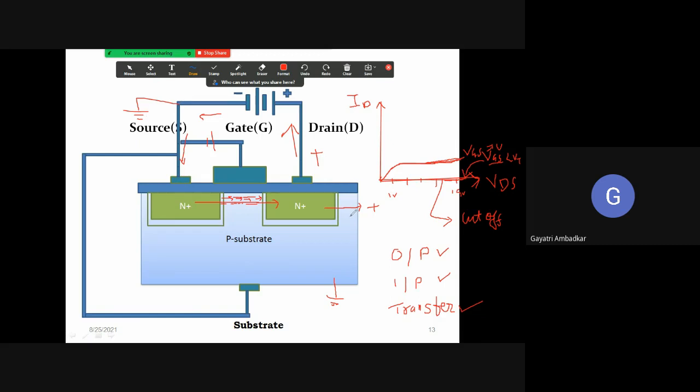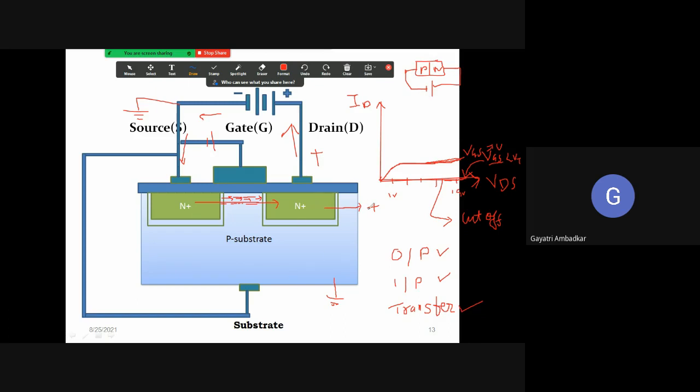So now you know the concept of reverse bias. When a PN junction is reverse biased, this is the P region, this is the N region. When you connect P to the negative terminal, P to N and N to P, right? Then you say it is reverse bias. So now you have connected N to P.